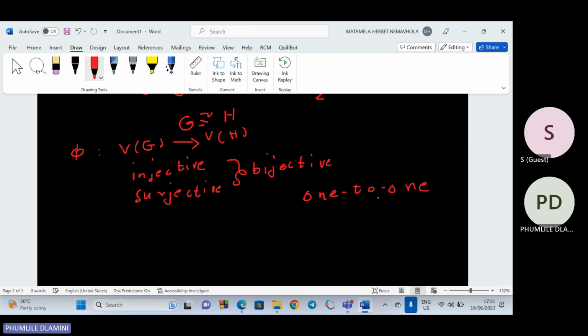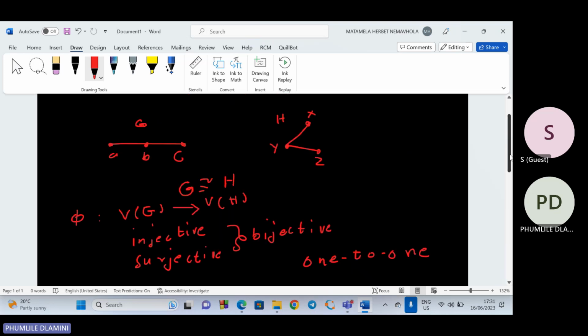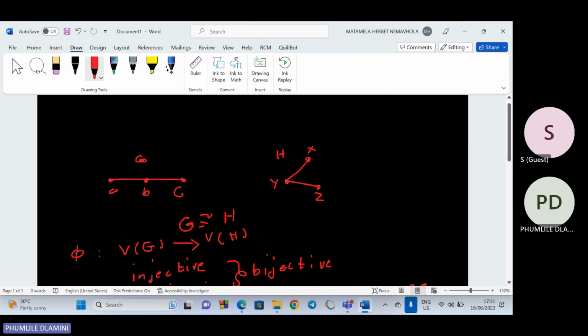And when it is bijective, it implies that it is 1 to 1, which I told you about yesterday. When it is 1 to 1, it means that if I have A and B as vertices, they are going to map to X and Y. There will be a 1 to 1 correspondence between G and H. So when you have proven that this is surjective, when we draw a graph, you will see that here I have Y, and at this Y we have two edges.